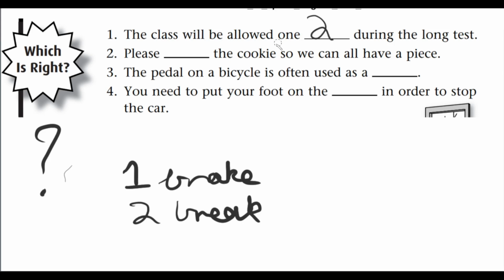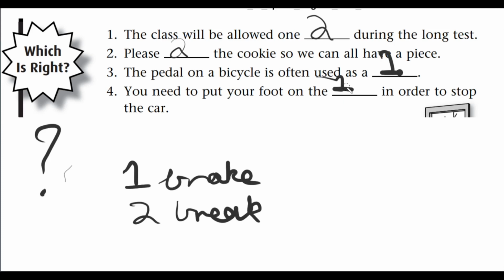Please break the cookie so we can all have a piece. That is also 2, because he's breaking the cookie into pieces, as I explained before. The pedal on the bicycle is often used as a brake. That would be number 1. The pedal is used for stopping the bicycle. You need to put your foot on the brake in order to stop the car. What's going to stop the car? The brake, so number 1.